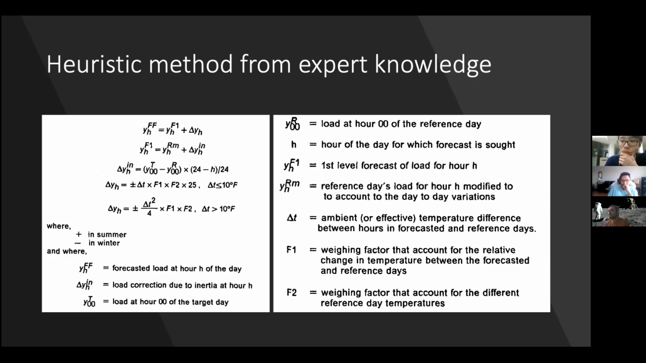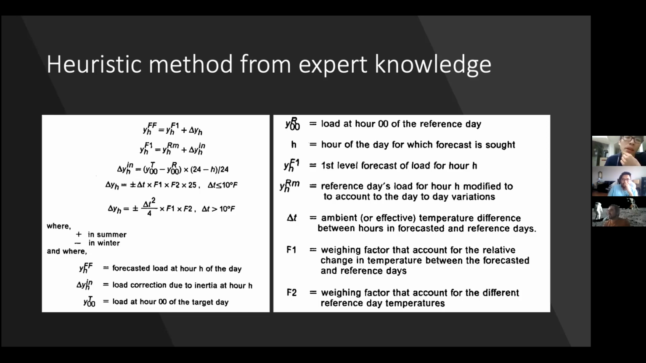So this is one method I found in one paper. They add error in summer and they subtract in winter. That means their model was over-predicting in winter and under-predicting in summer. So that's why they do the opposite, right?